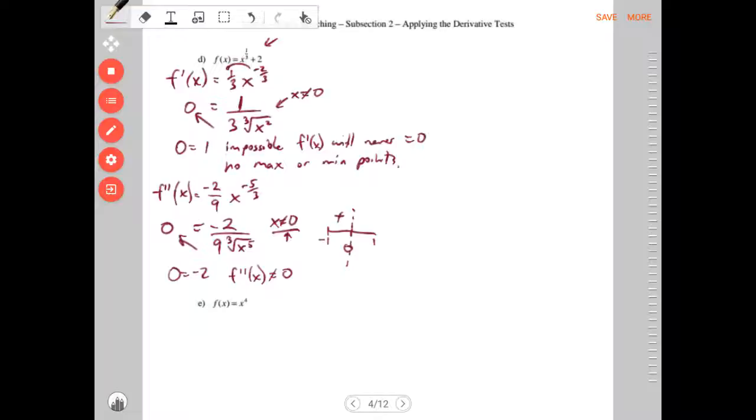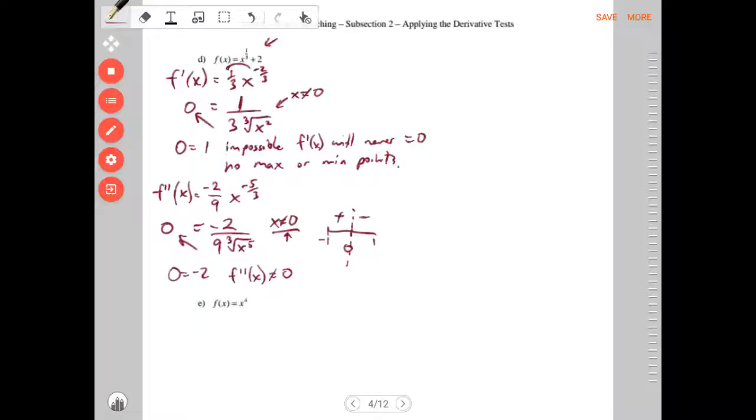Fair enough, so that's positive, and then we try positive 1 there, so that's all going to be positive 1. 9 times positive 1 is just positive 9. Negative 2 over positive 9 is negative 2/9. So hey, look, that does change concavity, which means that the point 0 is a point of inflection.